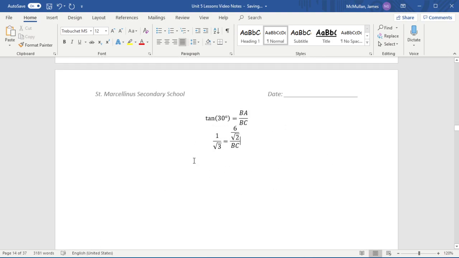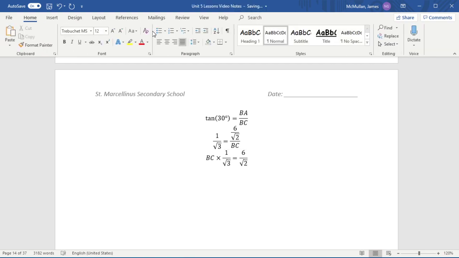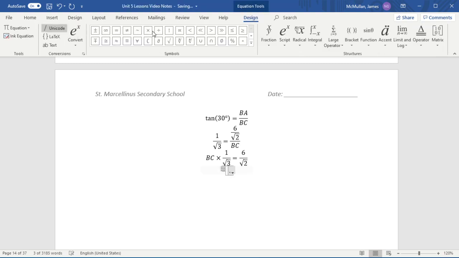All right, so this is what we've got now. Let's bring BC to the other side. So BC times 1 over square root 3 equals 6 over square root 2. So that's what we know. Again, if I want to move a multiply by 1 over root 3 to the other side, then I bring it over as division. Okay, so it would be divided by 1 over square root 3, because I'm dividing it over to get it over to the other side.